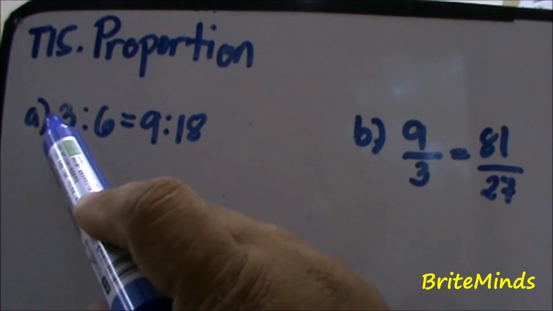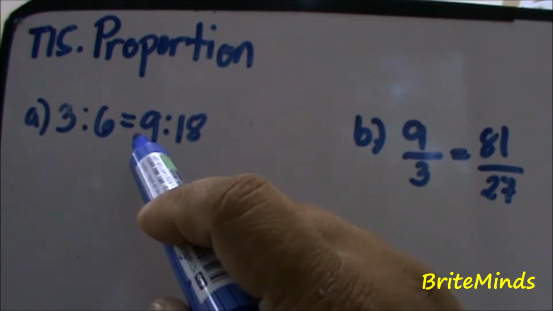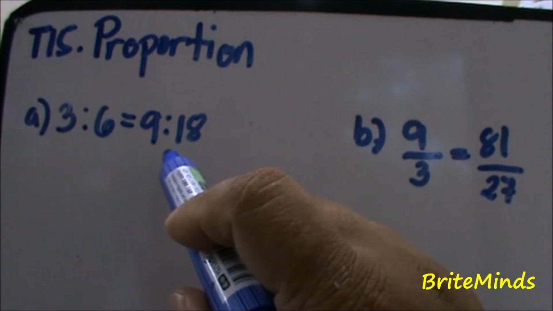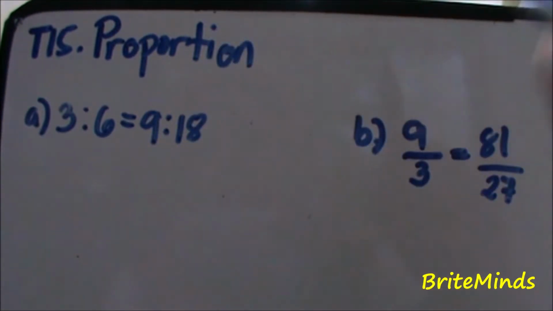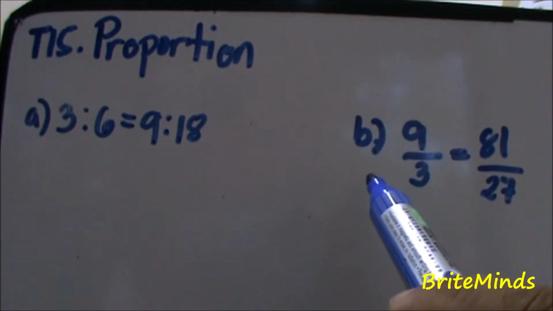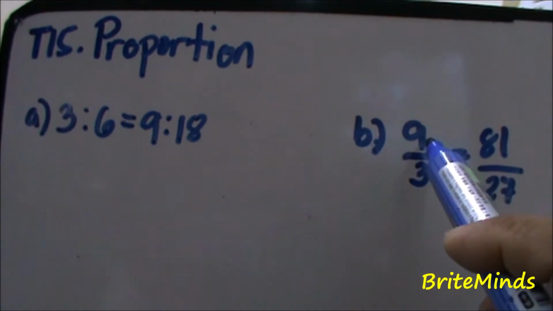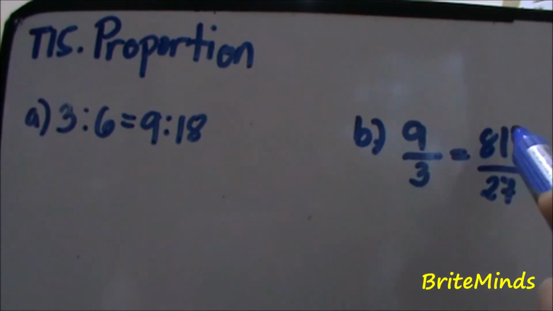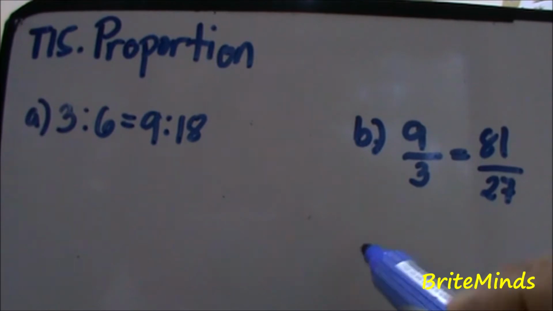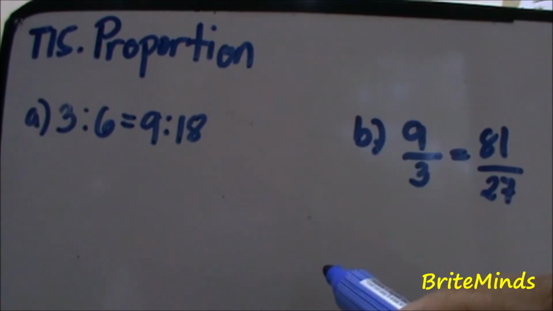We have 3:6 equals 9:18, and then we have another set of proportions. We have 9/3 equals 81/27. So as I have discussed earlier in my other videos, a ratio can be expressed in fraction form.